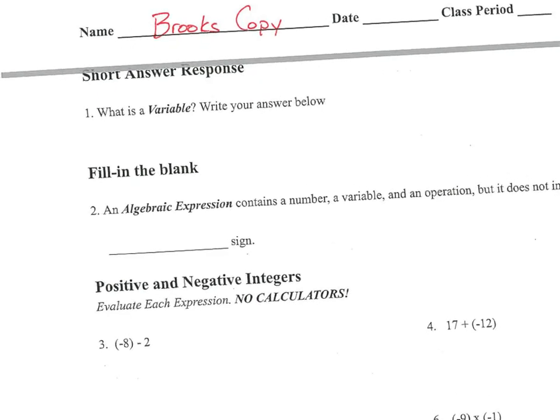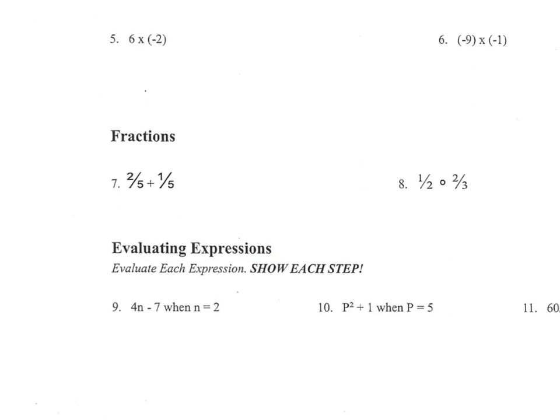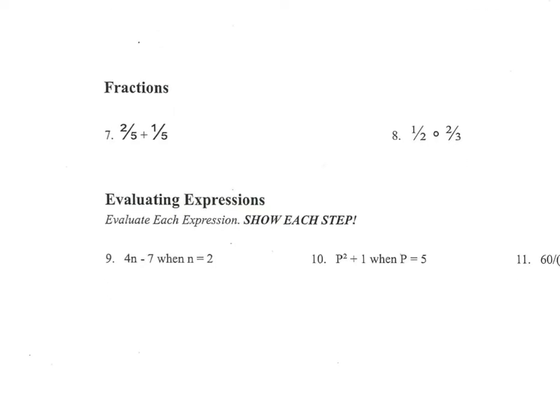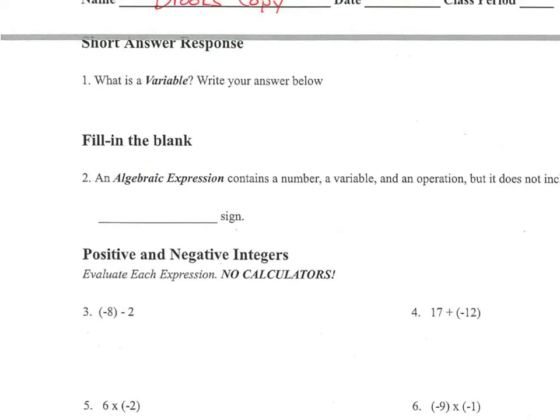Follow along. I hope you're listening. And I'll take you through this little quiz here. So here we go. Number 1. What is a variable? You just write your answer in words, okay? A variable is going to be something that looks like this. That's a variable. So up here in number 1, you write in words, what is a variable?